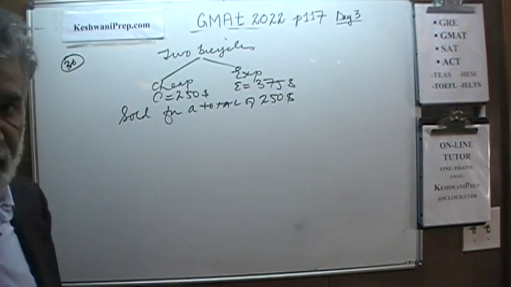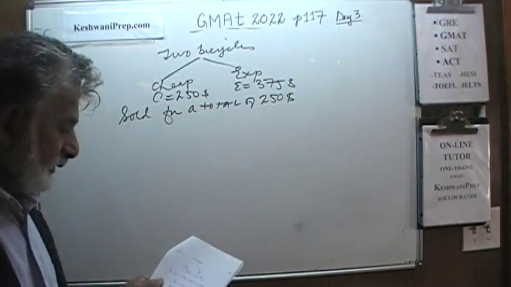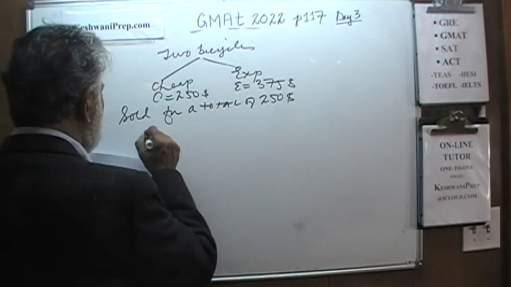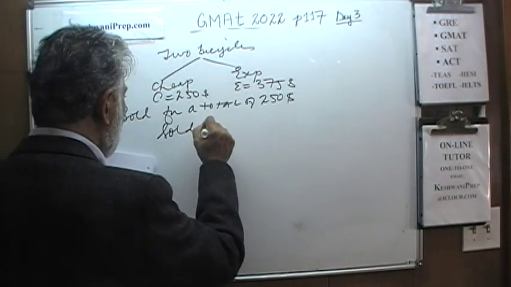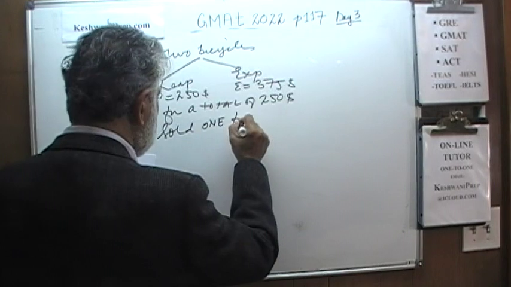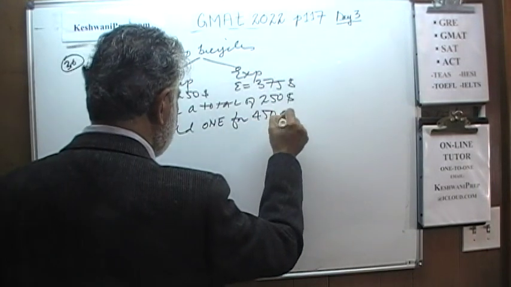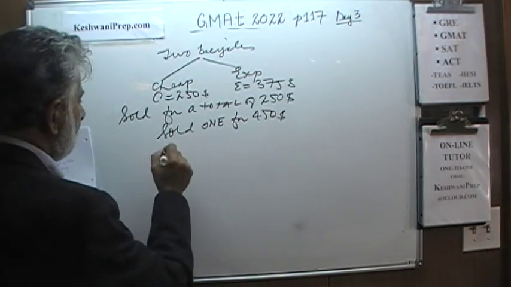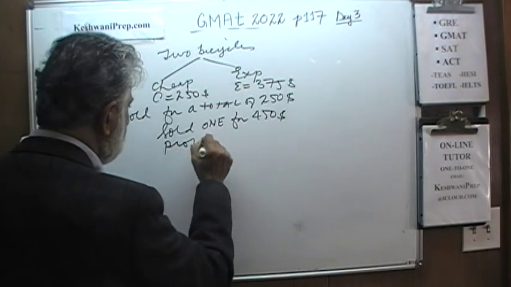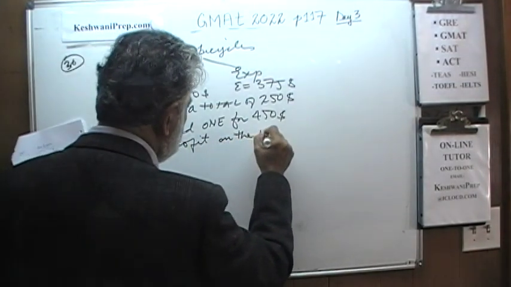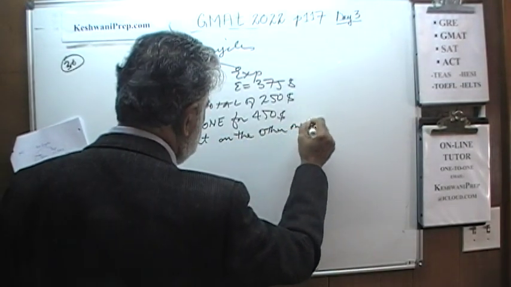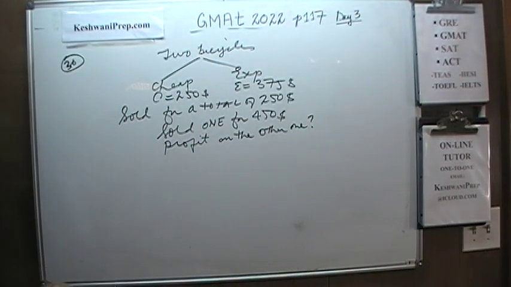We bought these two bicycles, and we sold these two bicycles after having purchased them, for a grand profit of $250 on both of them combined. We are also told that we sold one for $450. The question is, what's the profit on the other one? That's all.